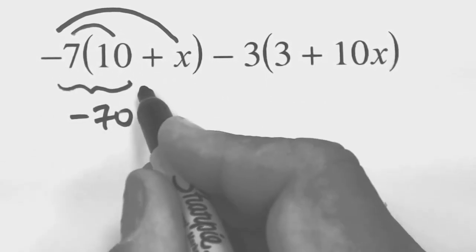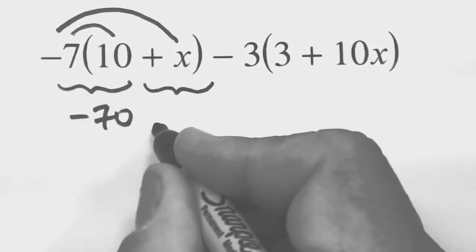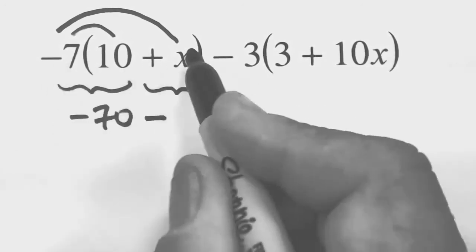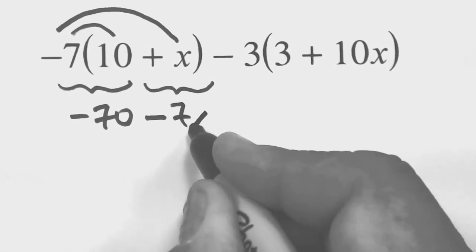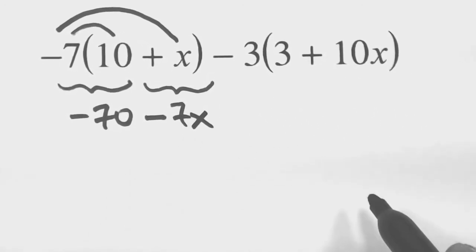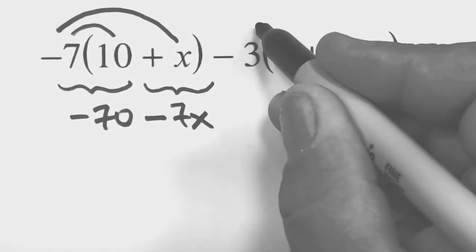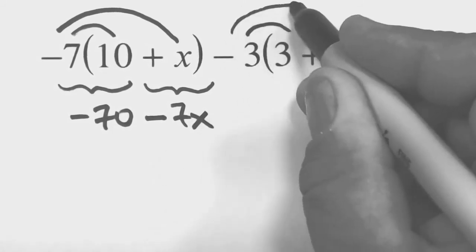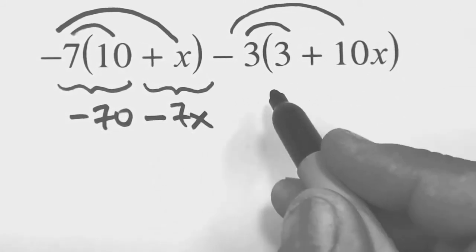-7 times plus x, well, the plus and minus give me a minus. 7 times x is just what I said, 7x. Okay, let's turn around and do the same thing. Take the -3 and distribute it to both the terms in the second guy.